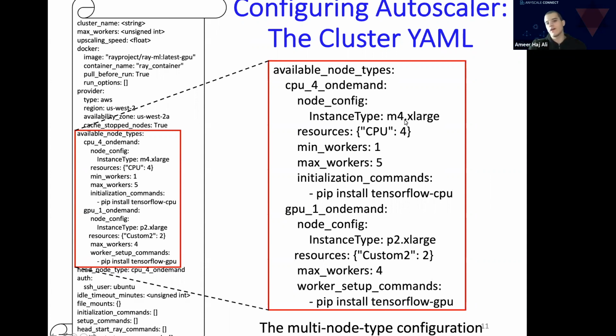For example, here we provided the instance type. You can also specify the storage size, etc. We have the resources, basically how much resources this instance has. If you're running on AWS, we have logic that automatically detects these resources, and therefore you just have to provide the instance type without the resources. You can specify min workers and max workers per node type, or you can specify even initialization commands or worker setup commands per node type.